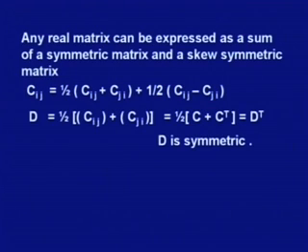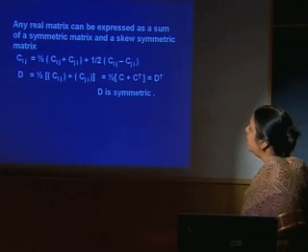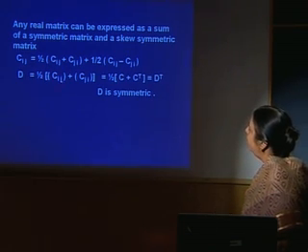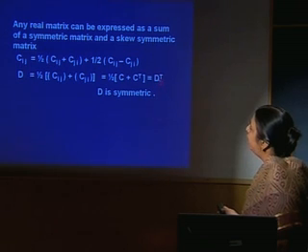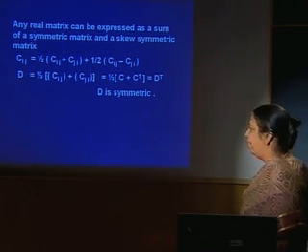Now, I say that the D matrix is given by half of c_ij plus c_ji. One can notice that D is a symmetric matrix. The reason is, if I take the transpose, D transpose, then this becomes c_ji, this becomes c_ij, and sum is commutative. So, this is nothing but half of C plus C transpose. So, this is D transpose. So, D and D transpose are same. So, D is a symmetric matrix.